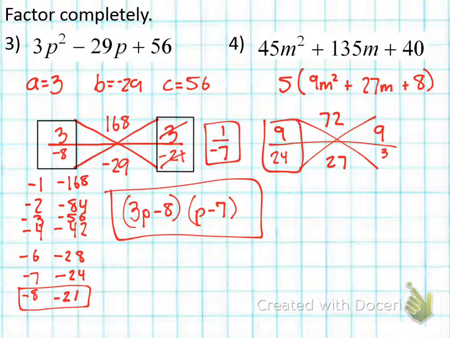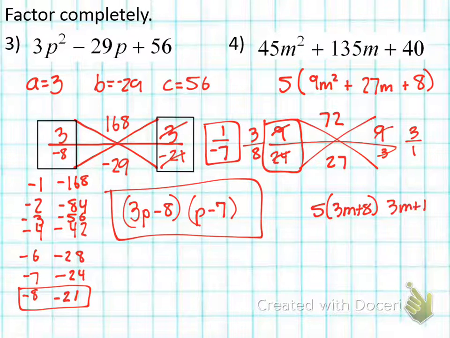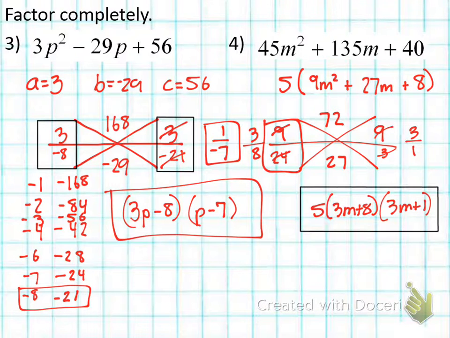So on the first one, we know 3 goes into each of these, so it's going to be 3 over 8. The second one is going to be 3 over 1. So we write our original GCF down. We got 3m plus 8 times 3m plus 1. That's it. We're all done here. Okay, I'm going to stop the lesson there.